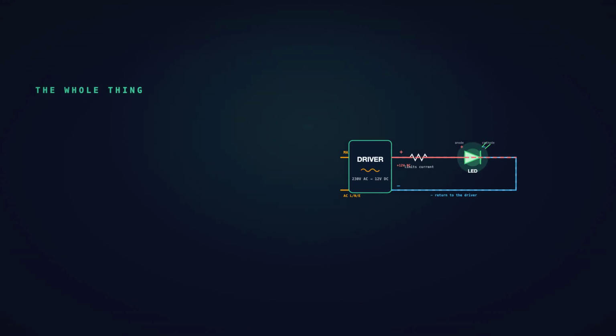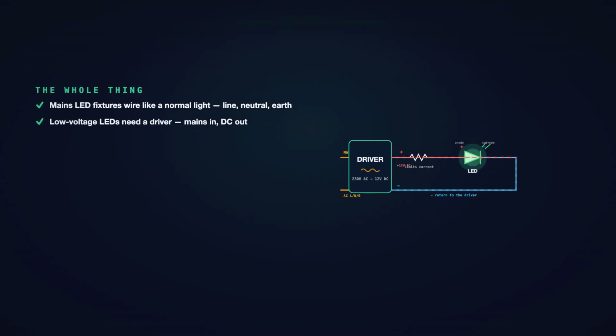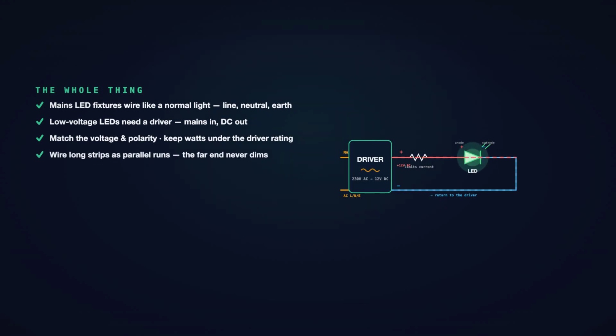So here's the whole thing, one more time. Mains LED fixtures wire like a normal light. Line, neutral, earth. Low voltage LEDs need a driver. Mains in, DC out. Match the voltage, match the polarity, and keep the watts under the driver's rating. And wire long strips as parallel runs, so the far end never goes dim.